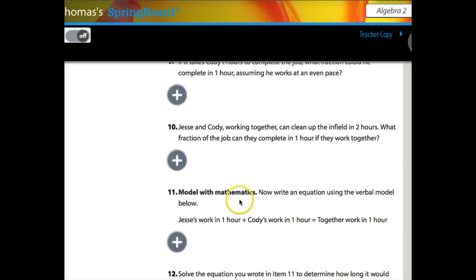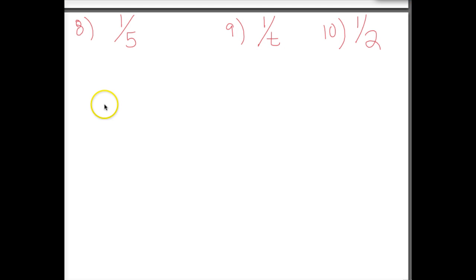So, number 11, model with mathematics. Now write an equation using the verbal model below. Jesse's work in 1 hour plus Cody's work in 1 hour equals together work in 1 hour. So, Jesse's work in 1 hour was 1/5 plus Cody's work in 1 hour, which was 1/T, equals together work in 1 hour, which was 1/2.